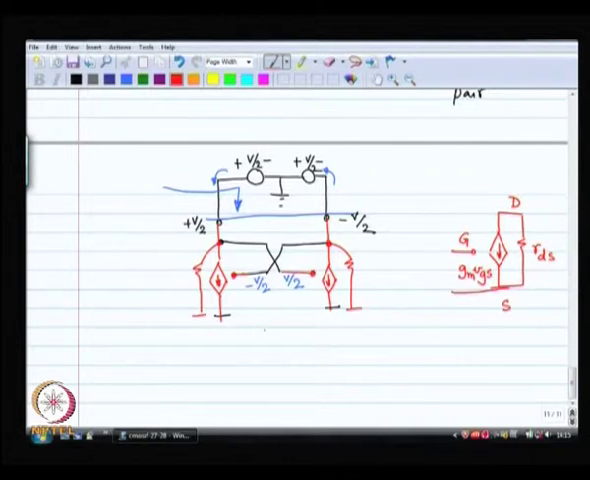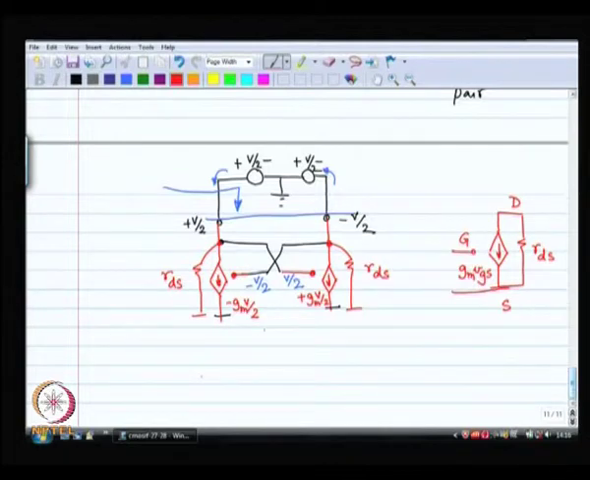So, this is what I have got as far as the small signal equivalent model is. This is RDS, RDS. Now, the values of the current sources, this is something that is important. The one on the left hand side is minus Gm times V by 2, the one on the right hand side is plus Gm times V by 2. These are the two values of the current sources.